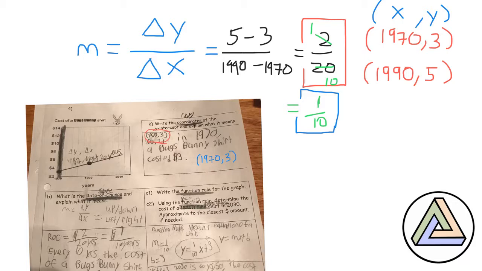Well, what this means is, since we are dealing with money up top and years down below, we know that every 10 years gone by, the cost of the shirt rises $1. So I'll even put the dollar sign over here. Money up top, years below, right? So with every 10 years passing by, the cost of the shirt increases by $1. That's what it means. Okay?